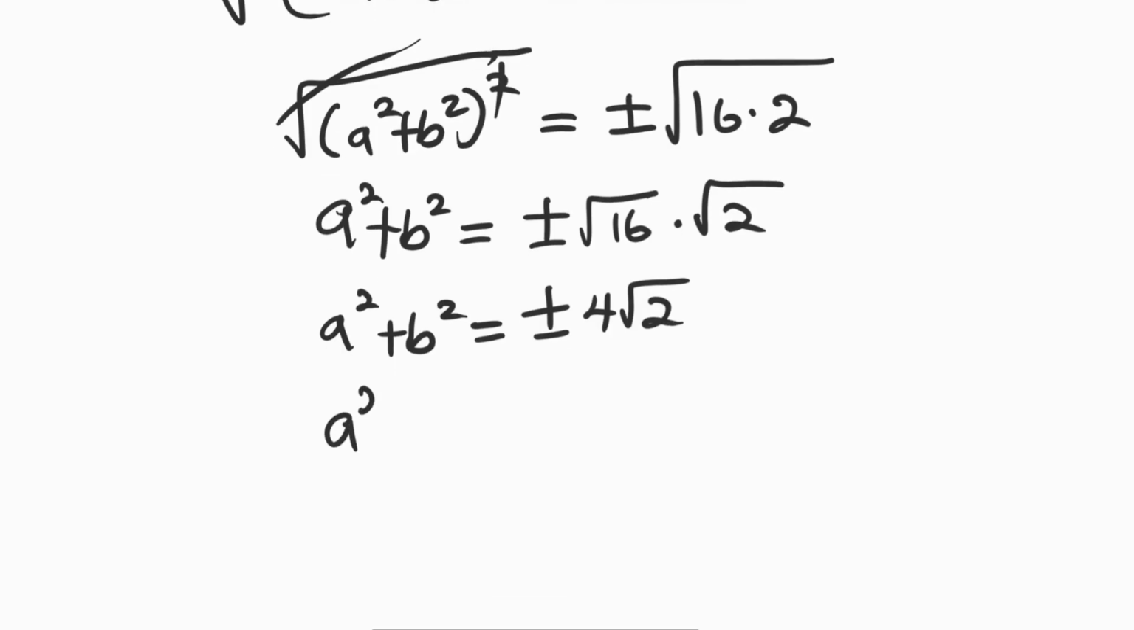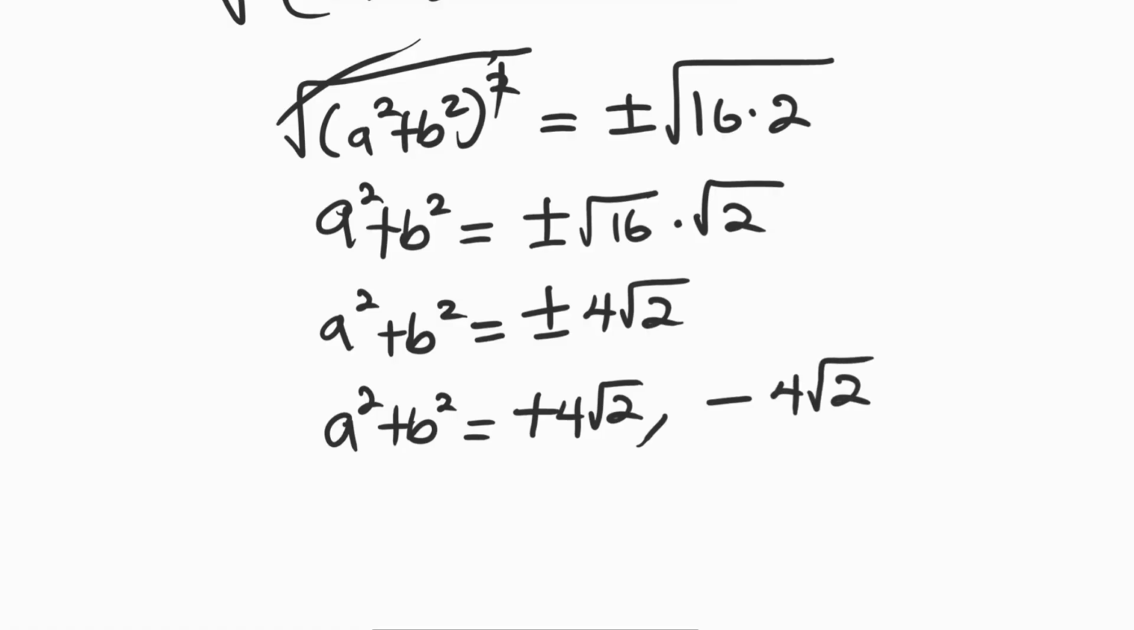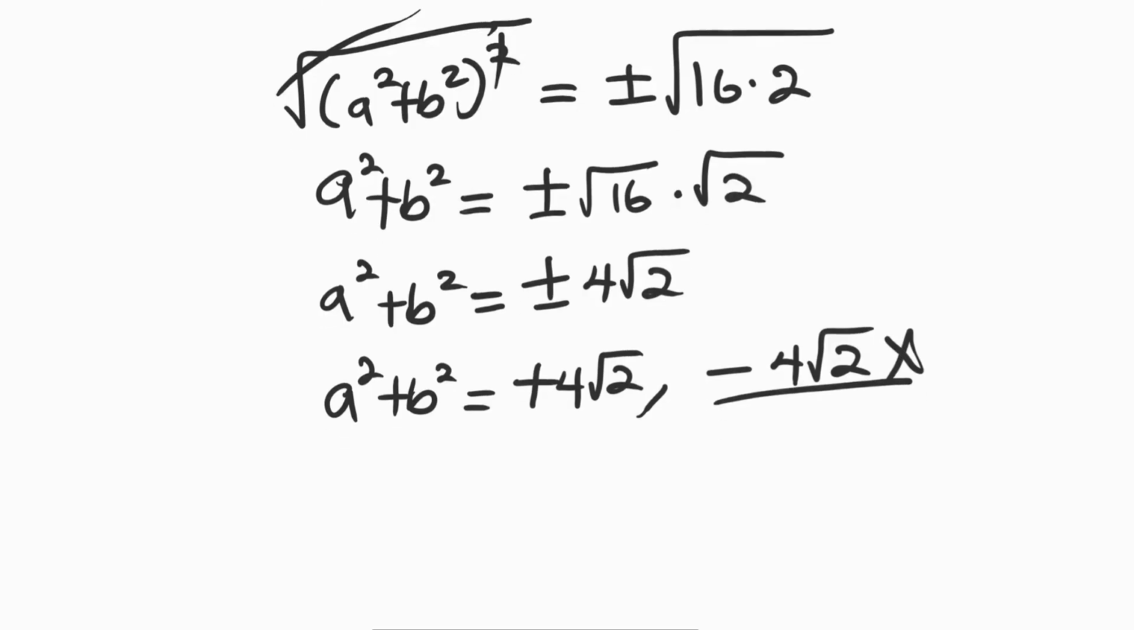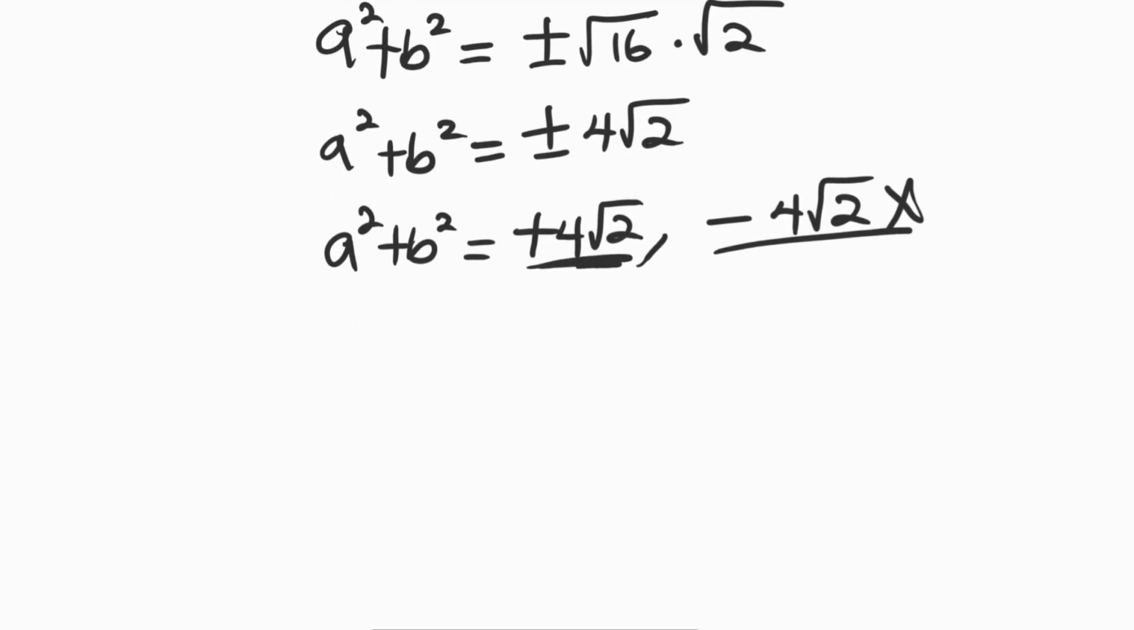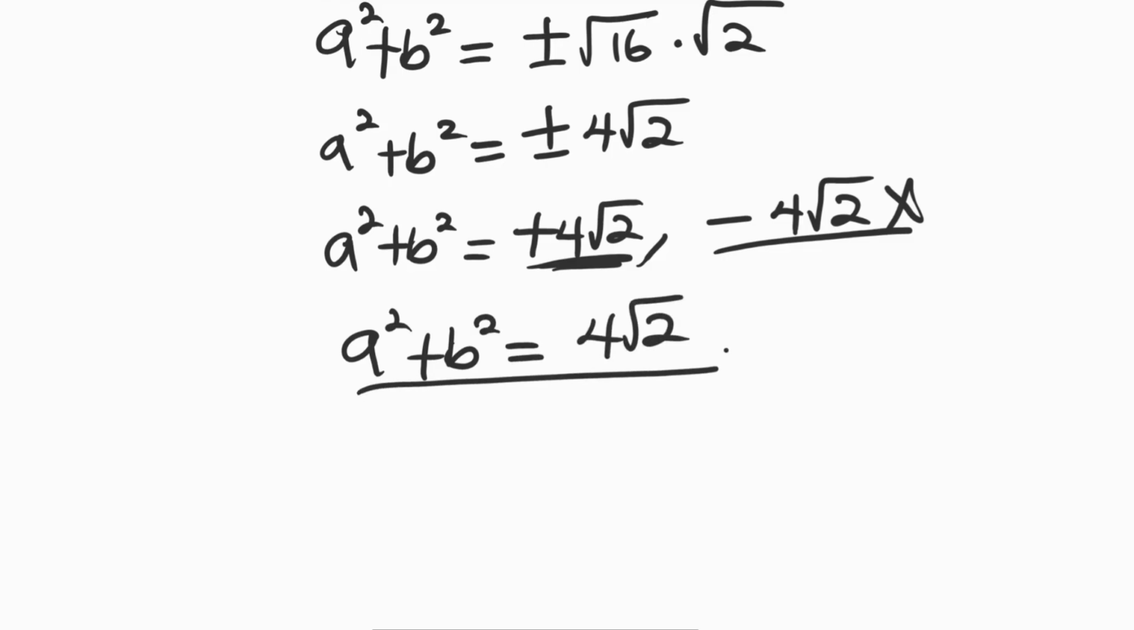So two answers that we have here are plus 4 root 2 and minus 4 root 2. And our answer cannot be a negative value, so we're going to reject this one, and we're going forward with the positive 4 root 2. So our a squared plus b squared is equal to 4 root 2.